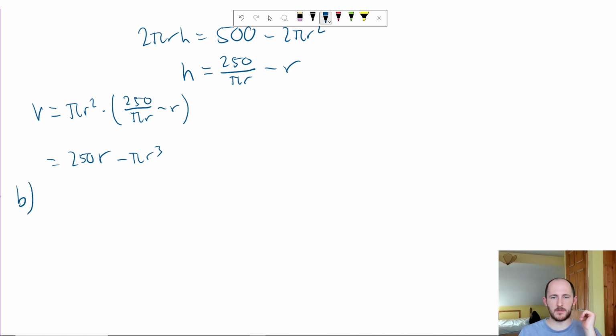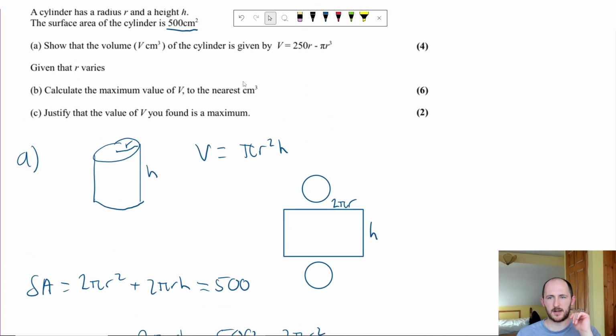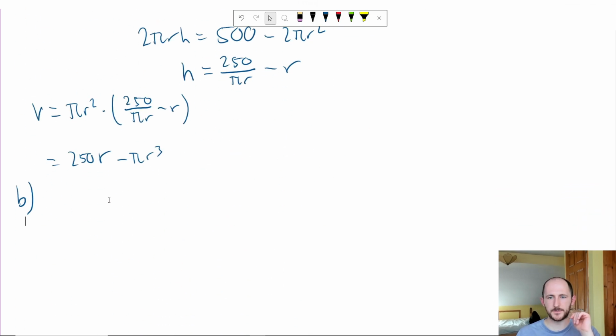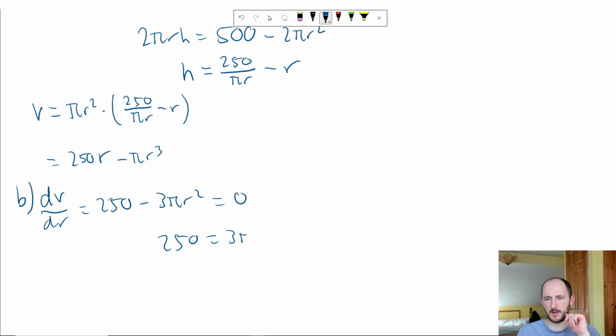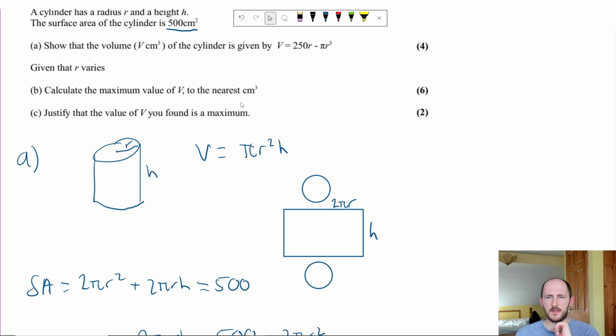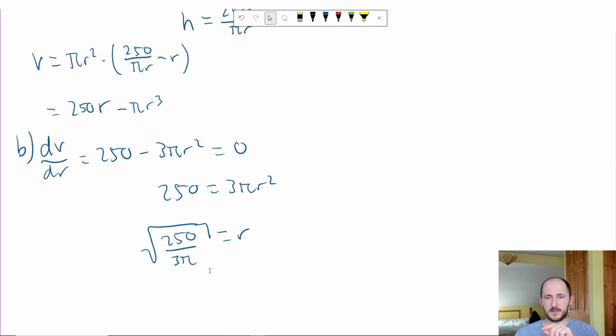Now part B and C, again, I'm assuming this part is actually relatively okay. Calculate the maximum. We're going to differentiate and equate to 0. So dv by dr, we have 250 minus 3 pi r squared. Equal it to 0, move that over. We have 250 equals 3 pi r squared. So if I do this all in one step now, one giant step, we have 250 over 3 pi equals r. I might sub that whole thing in. Calculate the maximum value of v. So we're not actually looking at the value here. So sub that back into this thing.